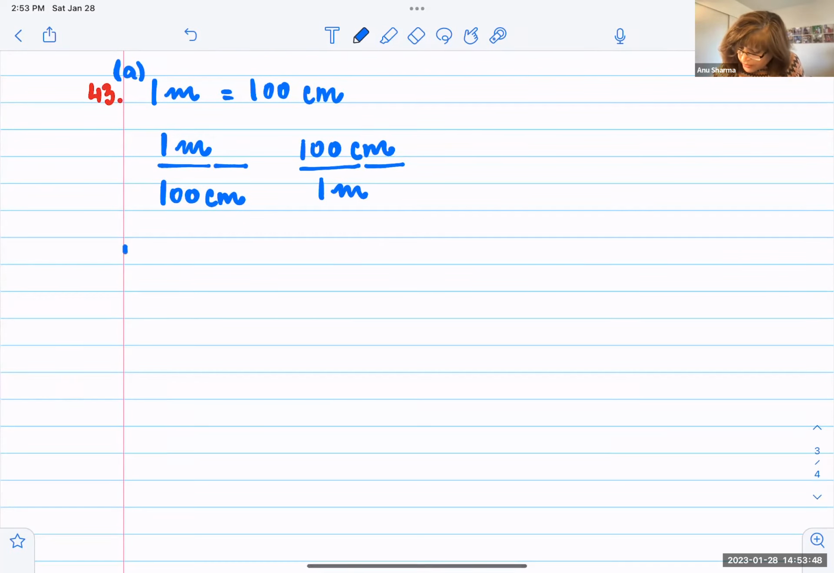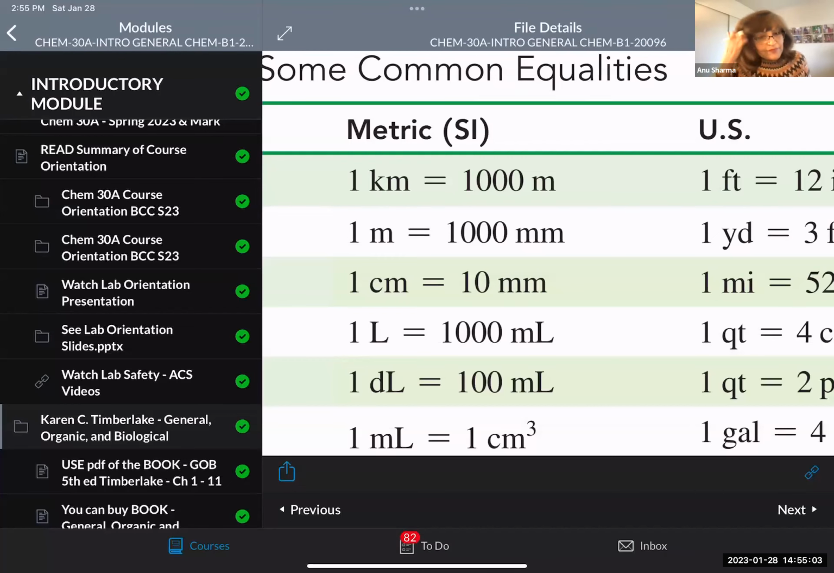Let's look at the next part also. Just give me 1 minute. Okay, so according to the table, the next part is liters and milliliters. How are they related? Or milliliters and liters. So 1 liter is equal to 1,000 milliliters, or 1,000 milliliters is equal to 1 liter.